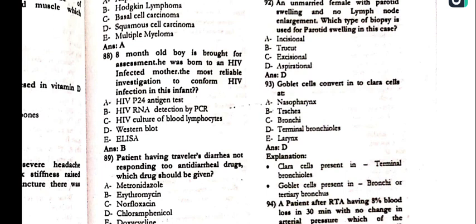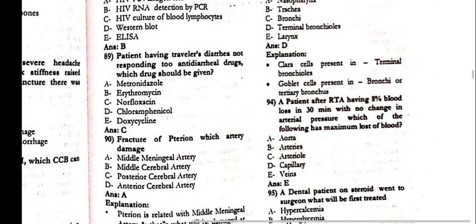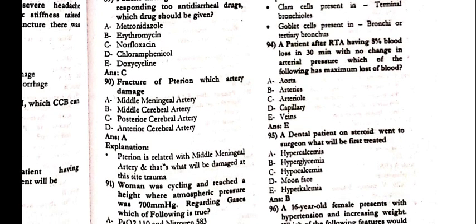An 8-month-old boy was born to an HIV infected mother. The most reliable investigation to confirm HIV infection in this infant would be HIV RNA detection by PCR. The patient having traveler's diarrhea, not responding to antidiarrheals. Which drug should be given? Norfloxacin. Which artery is damaged in the fracture?